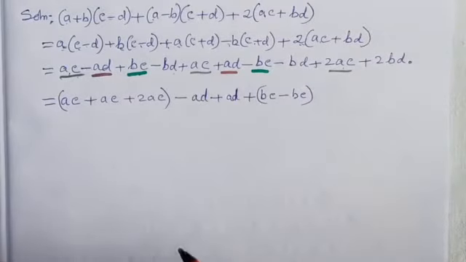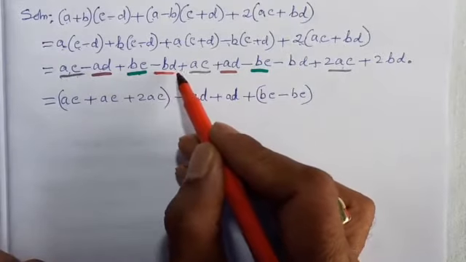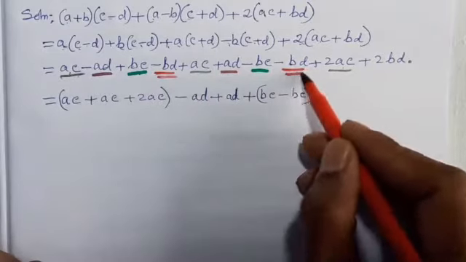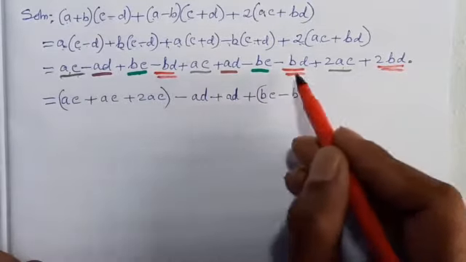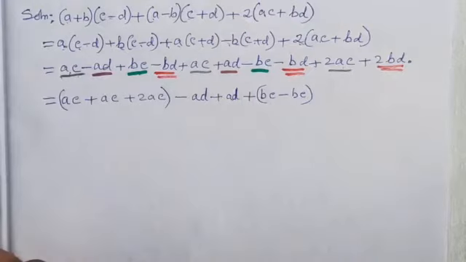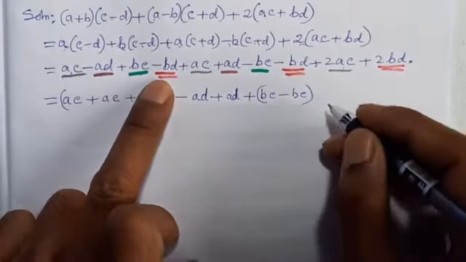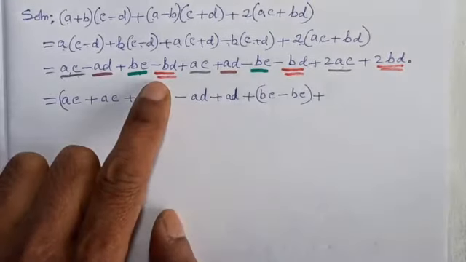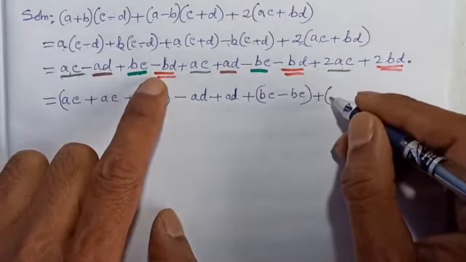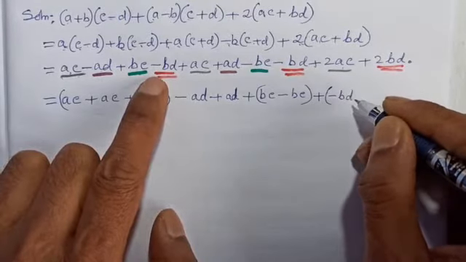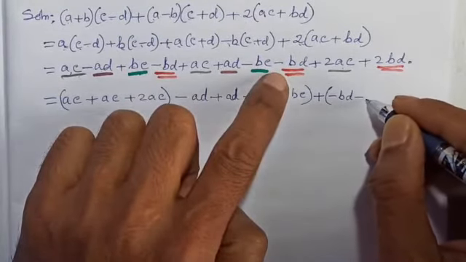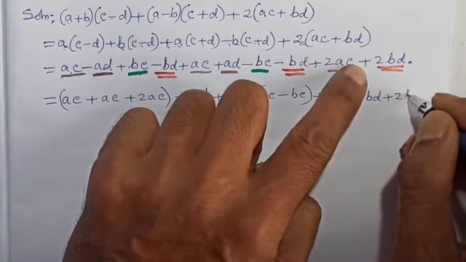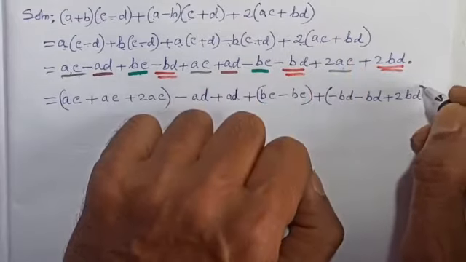Again let us select like terms. Here is BD, here is again BD, and here is again BD. So these three are like terms. Okay, let's write these like terms together. So this minus BD, then this again minus BD, then this plus 2BD, then bracket close.